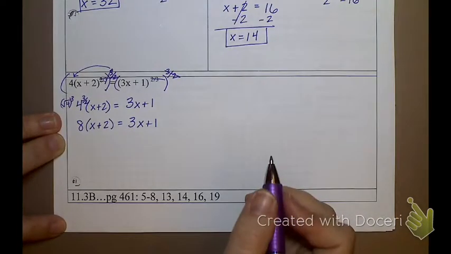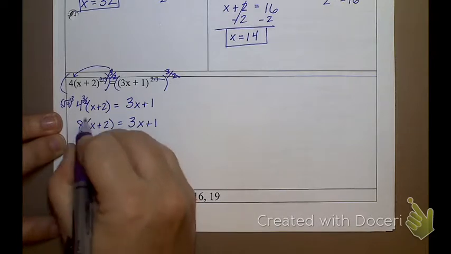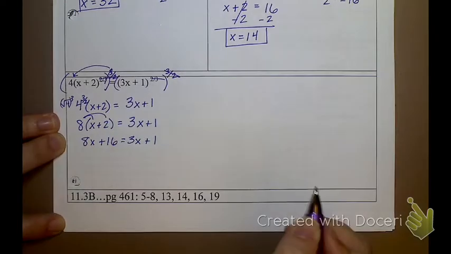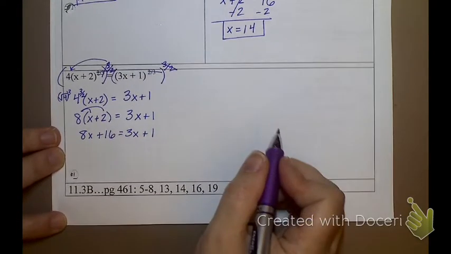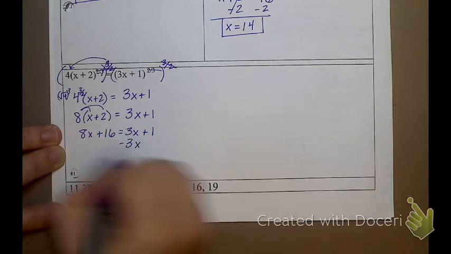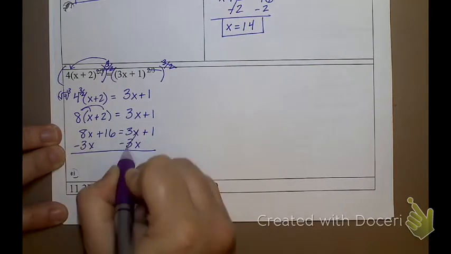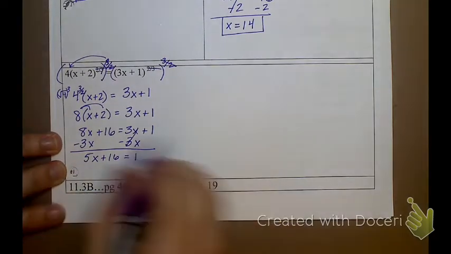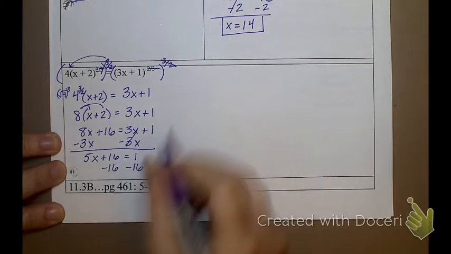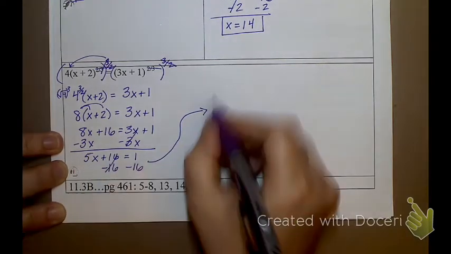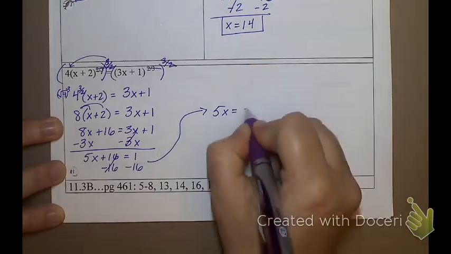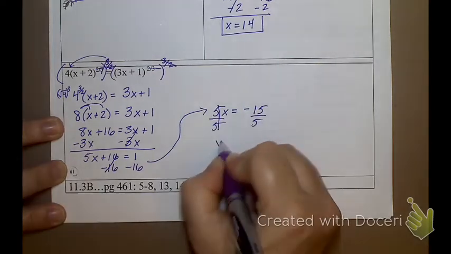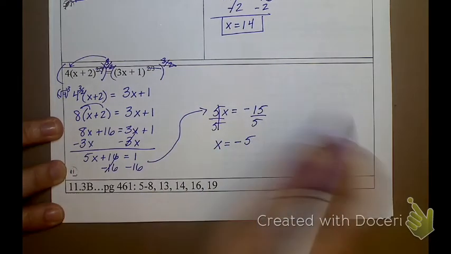What am I going to do now? 8x plus 16 equals 3x plus 1. Am I going to be factoring anything? Nope, because there's no x squared, so let's get our x's together. So I have 5x plus 16 equals 1. Now what? Subtract 16. I'm running out of room, so I'm going to come up here. That gives me 5x equals negative 15. Divide by 5, and x has to equal negative 3.